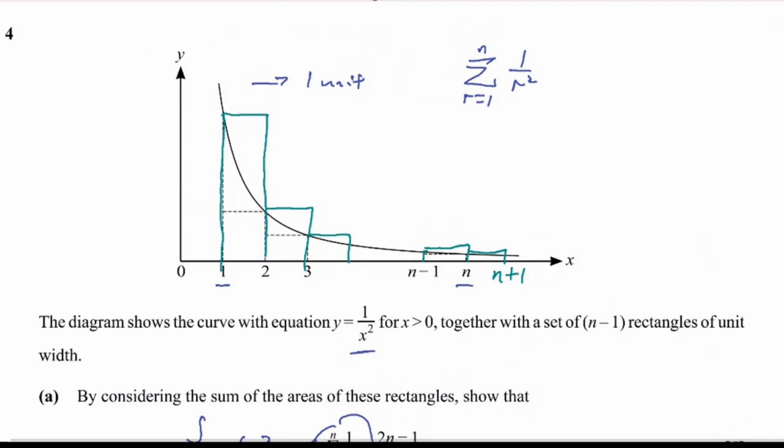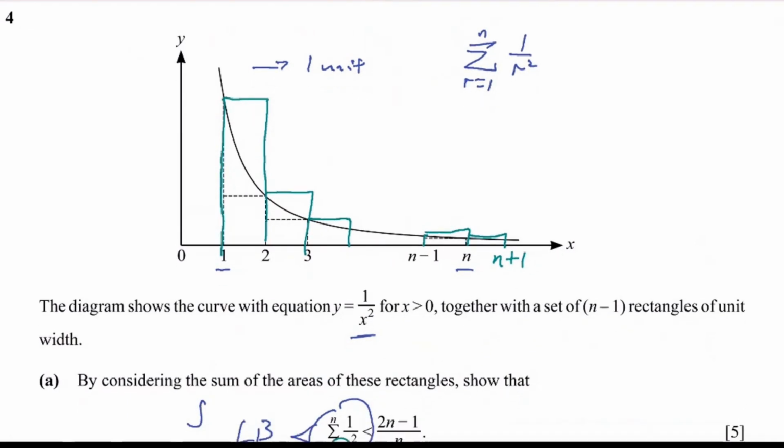So what are we comparing now? We're comparing with the area under the curve. This set of rectangles, which is this summation here, should be greater than the area under the curve. So we see now where the rectangles are: the rectangles start from 1 to n plus 1 now. So it's greater than this. So we just have to integrate from there accordingly.